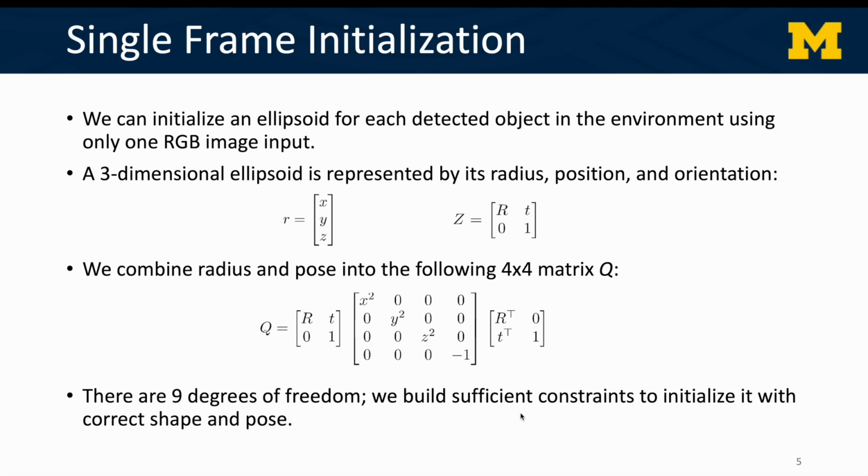We propose a novel method for initializing a 3D ellipsoid for each detected object in the environment using a single RGB image input. The ellipsoid is defined by its radius, position, and orientation, represented by a vector R and matrix Z. To combine these parameters, we introduce a 4x4 triangular matrix Q, which has 9 degrees of freedom. By imposing sufficient constraints, we ensure that the ellipsoid is initialized with the correct shape and pose.